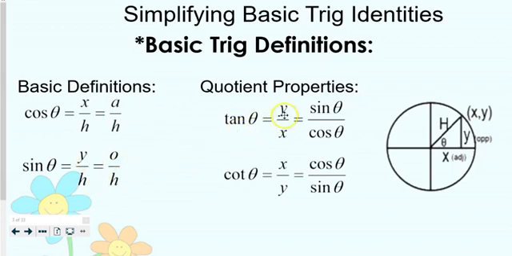Our tangent is y over x, which simplifies to also sine over cosine. This is one that we are going to use a lot in our trig identities unit, that tangent is equivalent to sine over cosine. It's y over x. And also cotangent is equal to x over y, which is the reciprocal of tangent, which is cosine over sine. So we're going to definitely use those a lot.